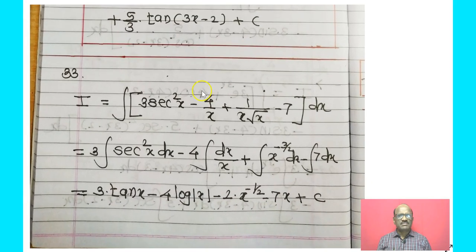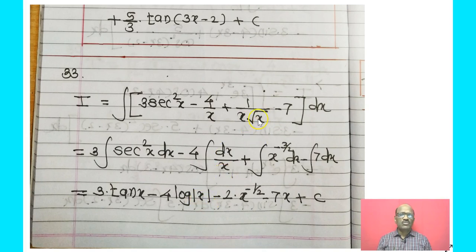Now next problem is I is equals to integral 3 sec square x minus 4 upon x plus 1 upon x root x minus 7. Now what is the integral of sec square? Again, what is the derivative of tan of x? The derivative of tan of x is sec square. Therefore integral of sec square is tan x. Again, what is the derivative of log of x? It is 1 upon x. Therefore integral of 1 upon x is log of mod of x.